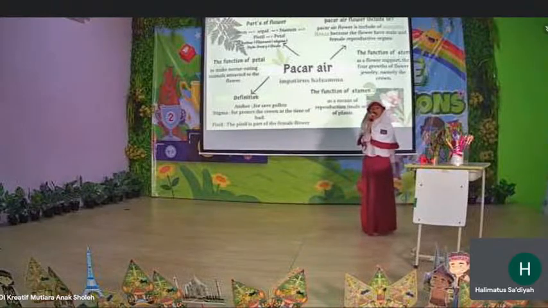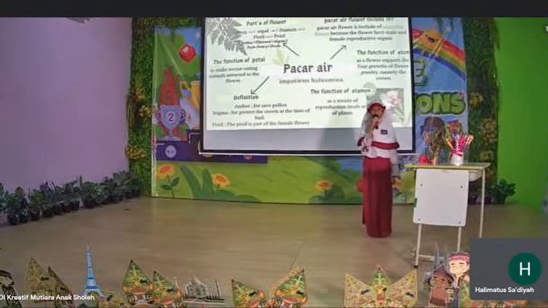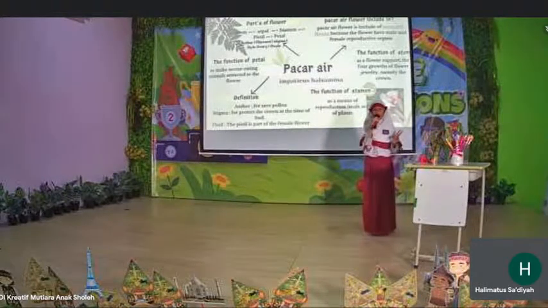Next, I will explain the definition. The definition is about the parts of the pacar air flower. For example, the first is the anther. The function of the anther is for self-pollen. And the second is the stigma. The function of the stigma is to protect the crown at the time of bud.